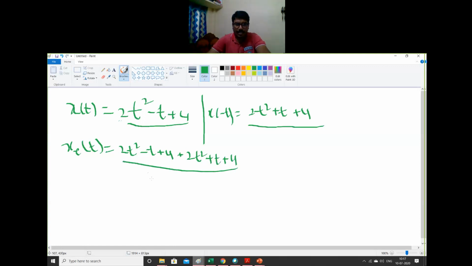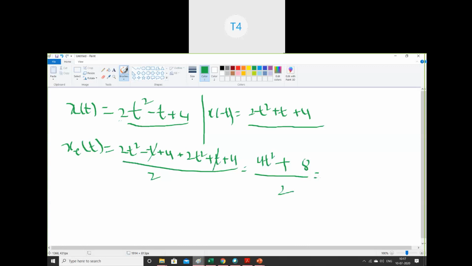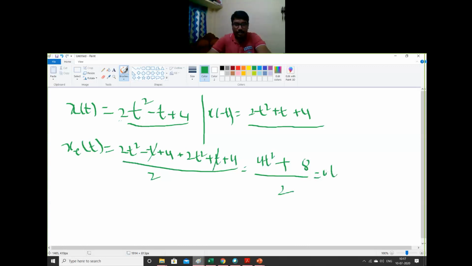What is the answer? This minus t and plus t will be cancelled. This is 4t square plus 8, 8 by 2. This is again 2t square plus 4. Yeah, this is my even part.